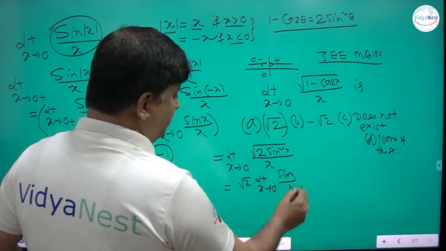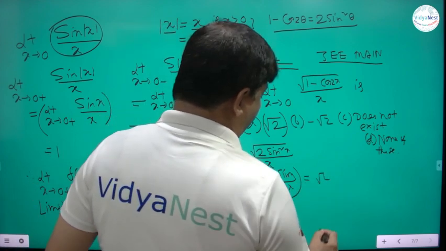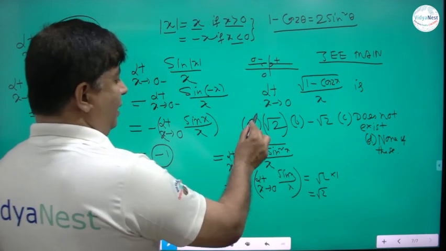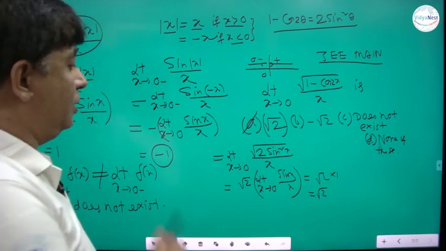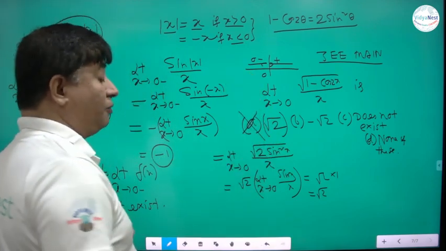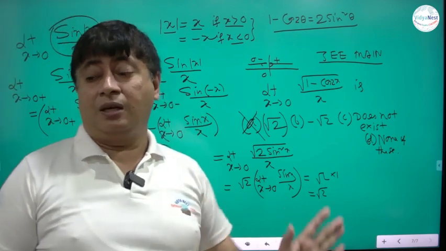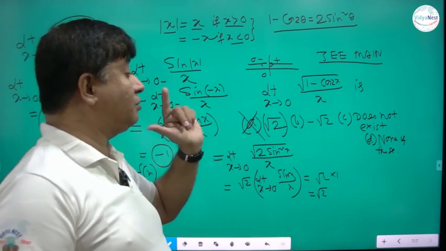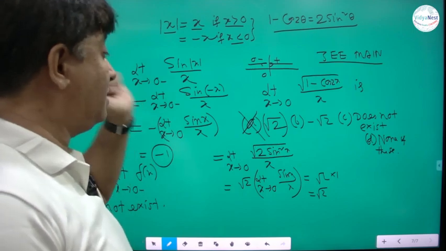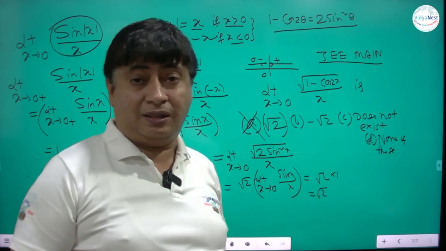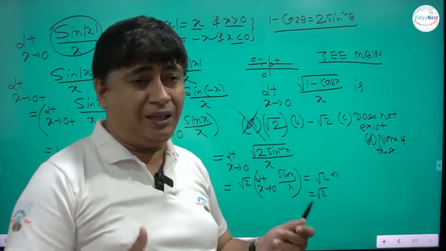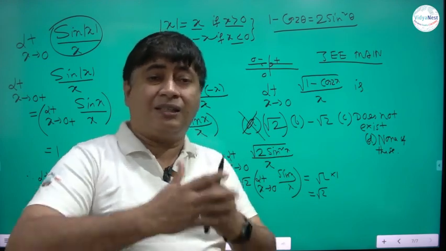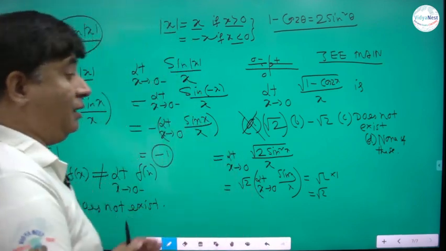Sin x by x formula, root 2, this is 1, and maximum students had ticked against it. No, wrong. They forgot the basic definition of the limit. First, the limit has to exist. It must have existence. Suppose you want to buy a thing in the market, first you have to confirm whether it exists or not. Then you buy.